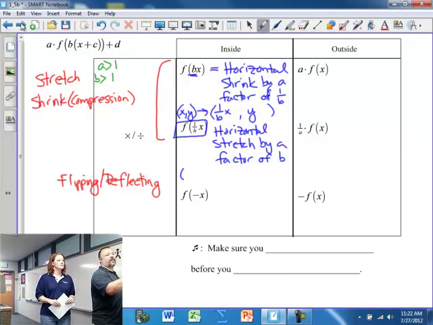If we use the coordinate points, our original points of x, y are going to turn into bx, comma y, the same y.